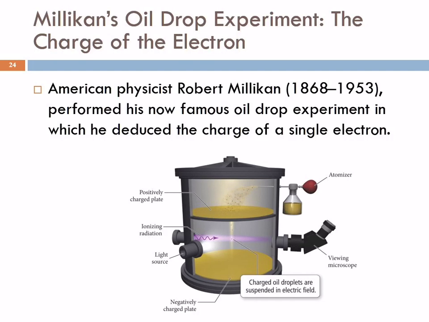Millikan. This was an American physicist. The different branches of science tend to overlap with each other. So Robert Millikan, 1868 to 1953. He did an experiment with oil drops that allowed him to figure out the charge of a single electron.